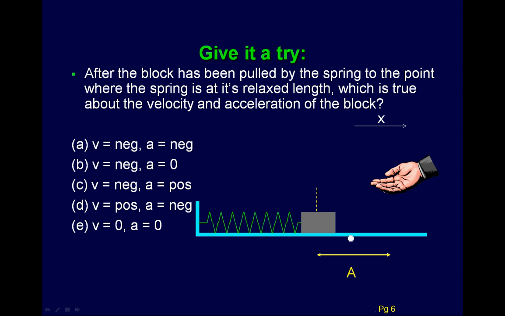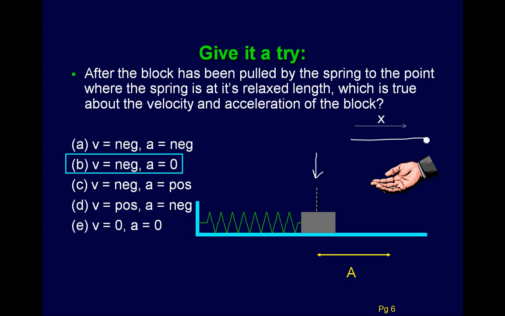After the block has been pulled by the spring, so it's left the hand and been pulled back, now the block and the spring are at their happy point, at the equilibrium length for the spring. What again is the relationship between the velocity and the acceleration, remembering that the positive direction is again to the right?